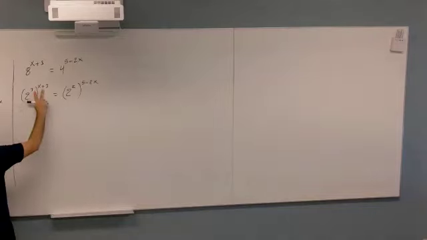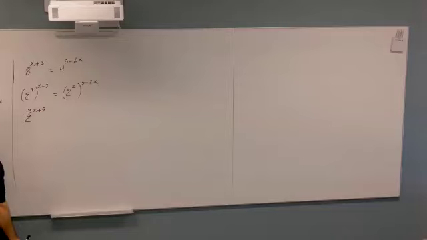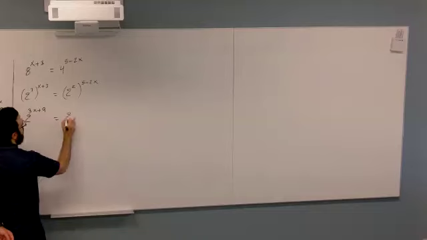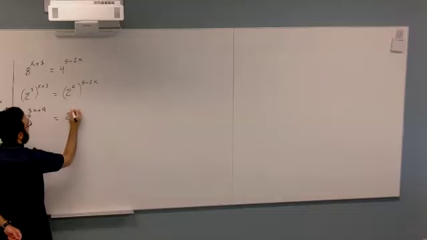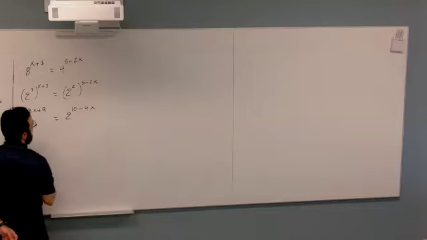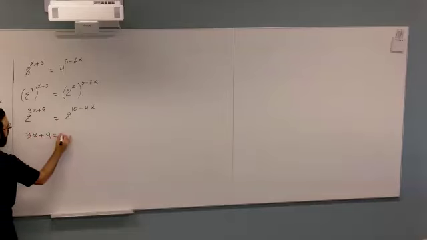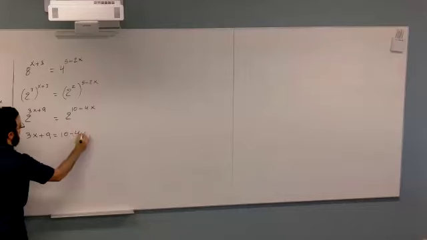When you multiply the exponents, you have to distribute. So 2, 3 times x, 3x. 3 times 3, 9. Okay? Equals 2 times 5 minus 2 times 2, 4x. 2 equal bases, that means I have equal exponents. 3x plus 9 equals 10 minus 4x.